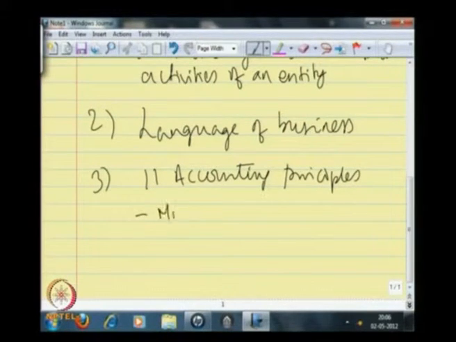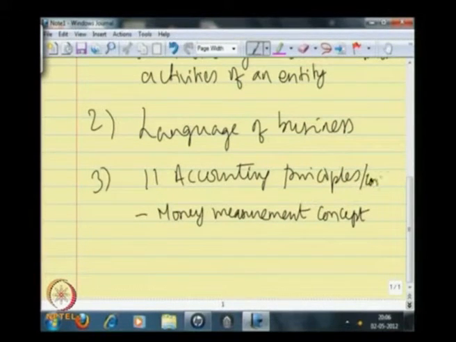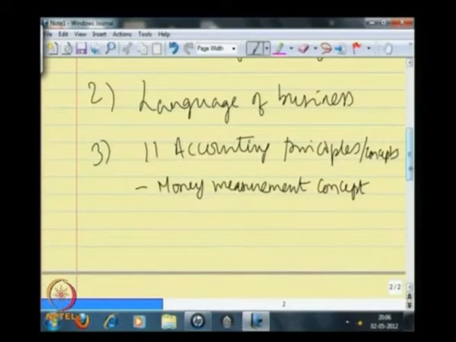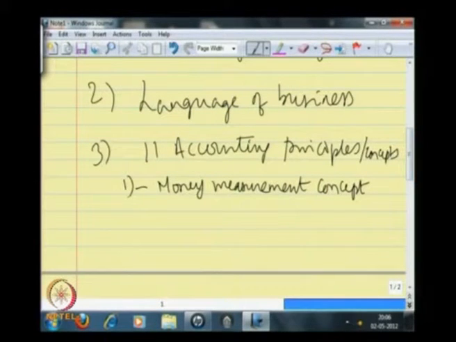The first one would be the money measurement concept. I would rather use the word concepts. The money measurement concept is the fundamental requirement that governs accounting principles, which means that all the activities that happen within a given entity that need to be recorded have to be expressed in some monetary terms.